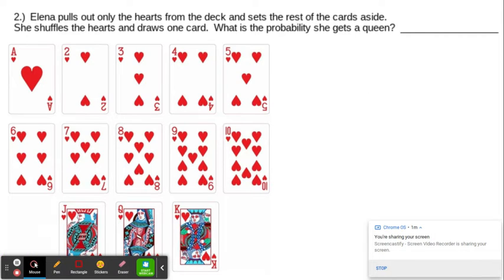So now we keep that in mind, and now they want us to take a look at the next example. What if Elena only pulls out the hearts from the deck and sets the rest of the cards aside? She shuffles the hearts and draws one card. What's the probability that she gets a queen?